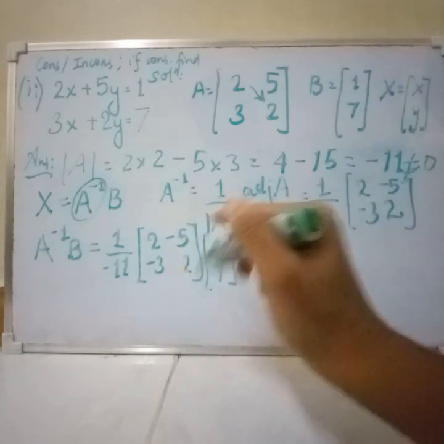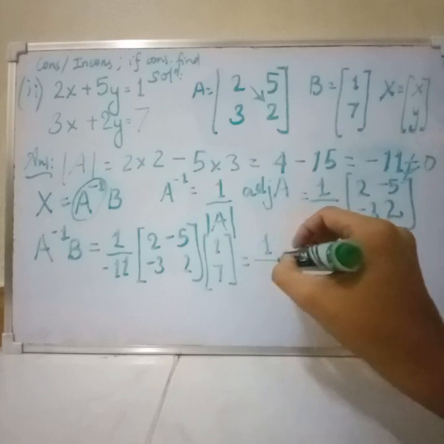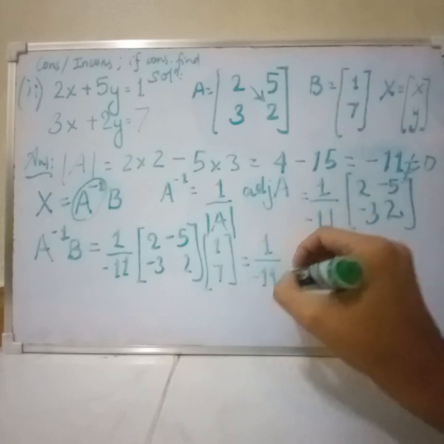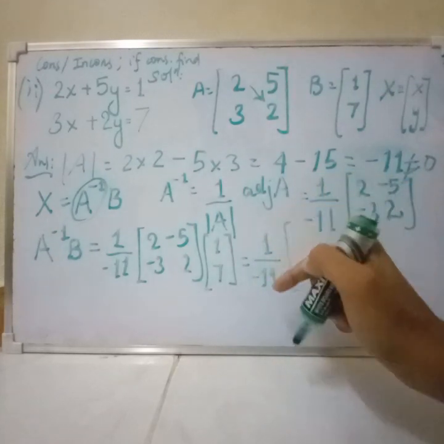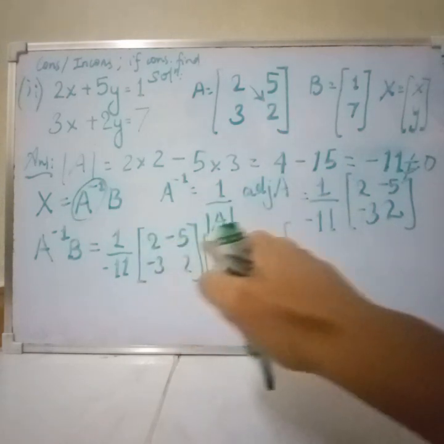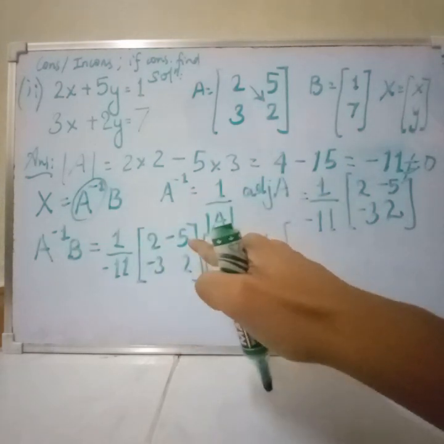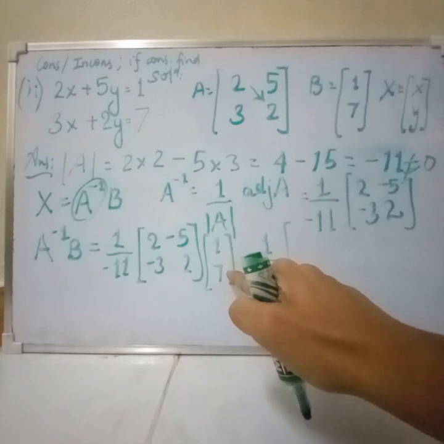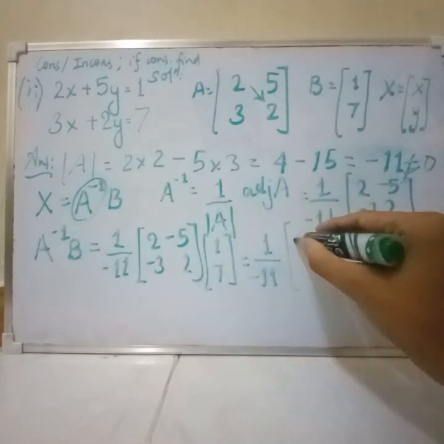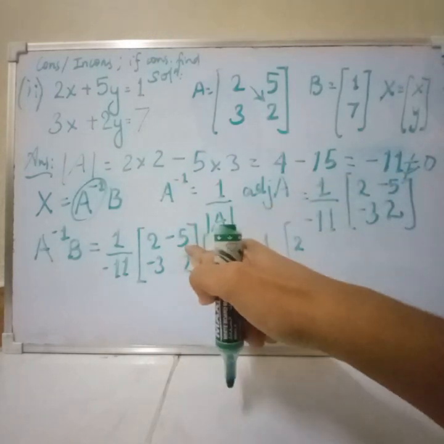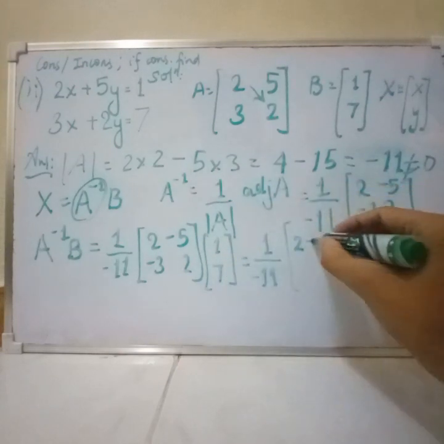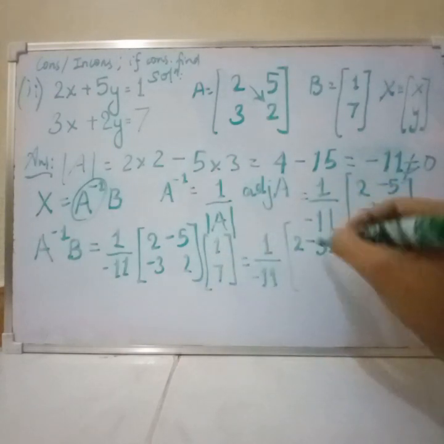So we'll just multiply the matrices first and then do the other part. Let the 1 over minus 11 stay outside itself. So 2 into 1 minus 5 into 7. So 2 ones are 2 and 5 sevens are 35. So minus 35 because there's a minus sign in between.